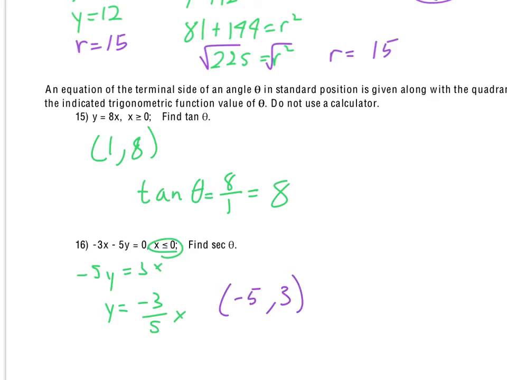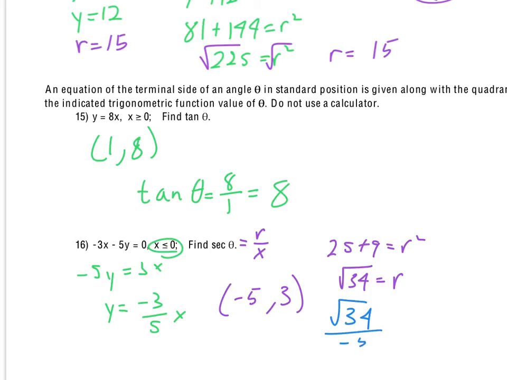I want the secant, which is the reciprocal of the cosine, so that's going to be r over x. So I need to find r. So really, x squared plus y squared, so that'd be 25 plus 9 is r squared, so r would be the square root of 34, which does not have a way to reduce. So this would end up just being r, which is the square root of 34, over x, which is -5.